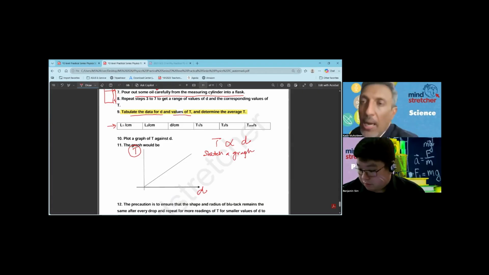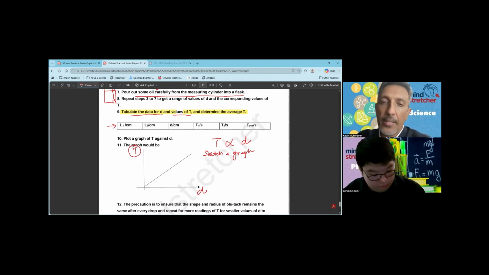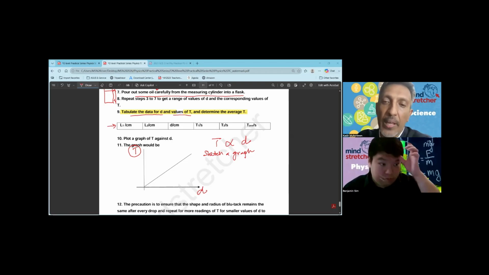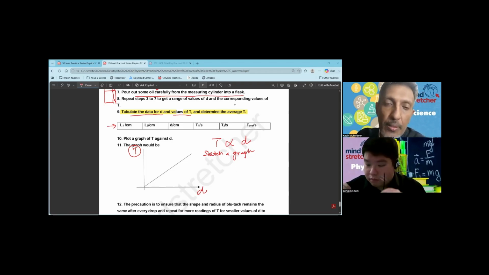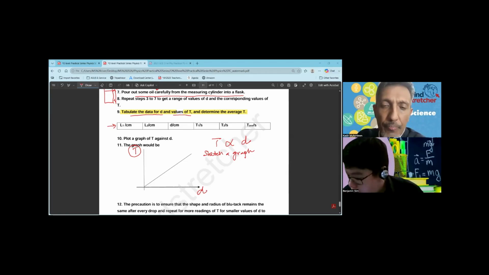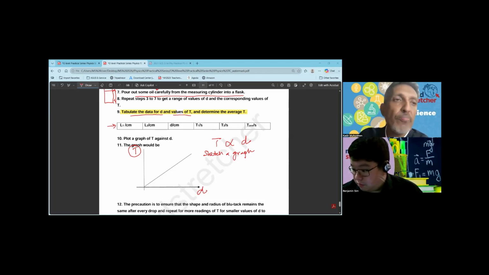Okay, I want to highlight to all of you that here we are only dealing with one variable. Hold on, Sheikh, I'll show the first part. Maybe you all can take note of this first. Okay, and the precaution.